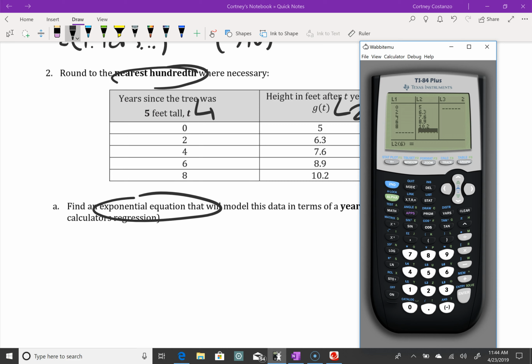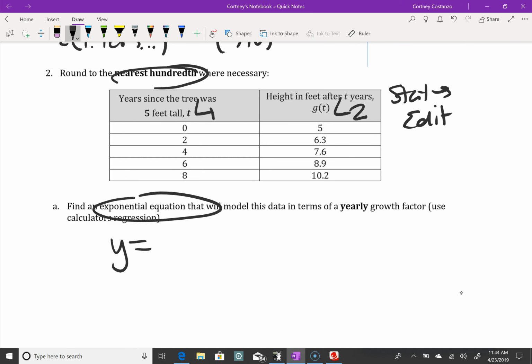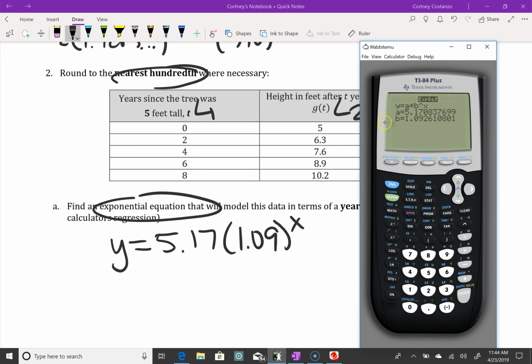Okay, so I went to stat, edit, typed in my things in my list, tried to save us some time there. Stat, calculate, and then if you scroll down or press option 0, it says ExpReg, which stands for exponential regression. Hit enter a couple times. Make sure there's nothing in your frequency list in your calculator, because this one does not have a frequency. It will give you the A value and the B value, so round to the nearest hundredth. It looks like it's going to be about 5.17 times 1.09 to the x power. So just to flash that again, you can see where those numbers are coming from.